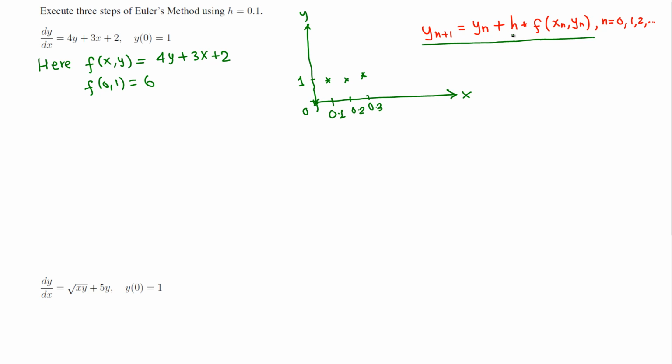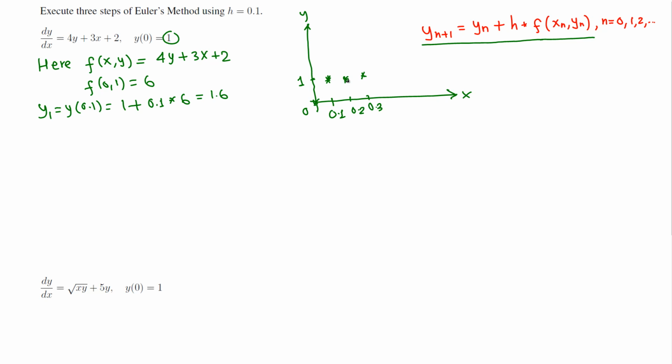Then take n equals 0 in this formula, we get y1. That is in fact y at the next point, which is 0.1, equal to yn, the previous y value, which is 1, plus step size 0.1 times the slope at the previous point. At 0, 1 the slope is 6. Now multiply 0.1 times 6, 0.6, so we get 1.6.